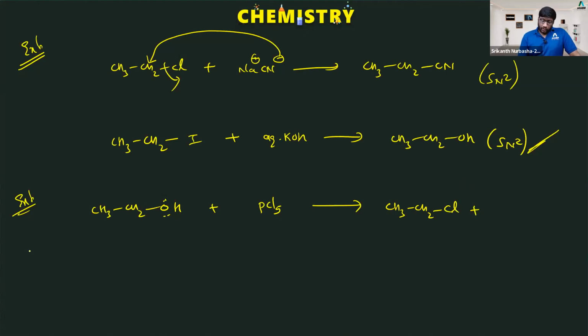So let us look at it. If you don't know what the product is, you will write the mechanism. Yes or no? So first CH3CH2OH is there, ethyl alcohol, treated with PCl5. PCl5 can act as an electrophile or nucleophile, or it cannot act as either. PCl5 acts as what?